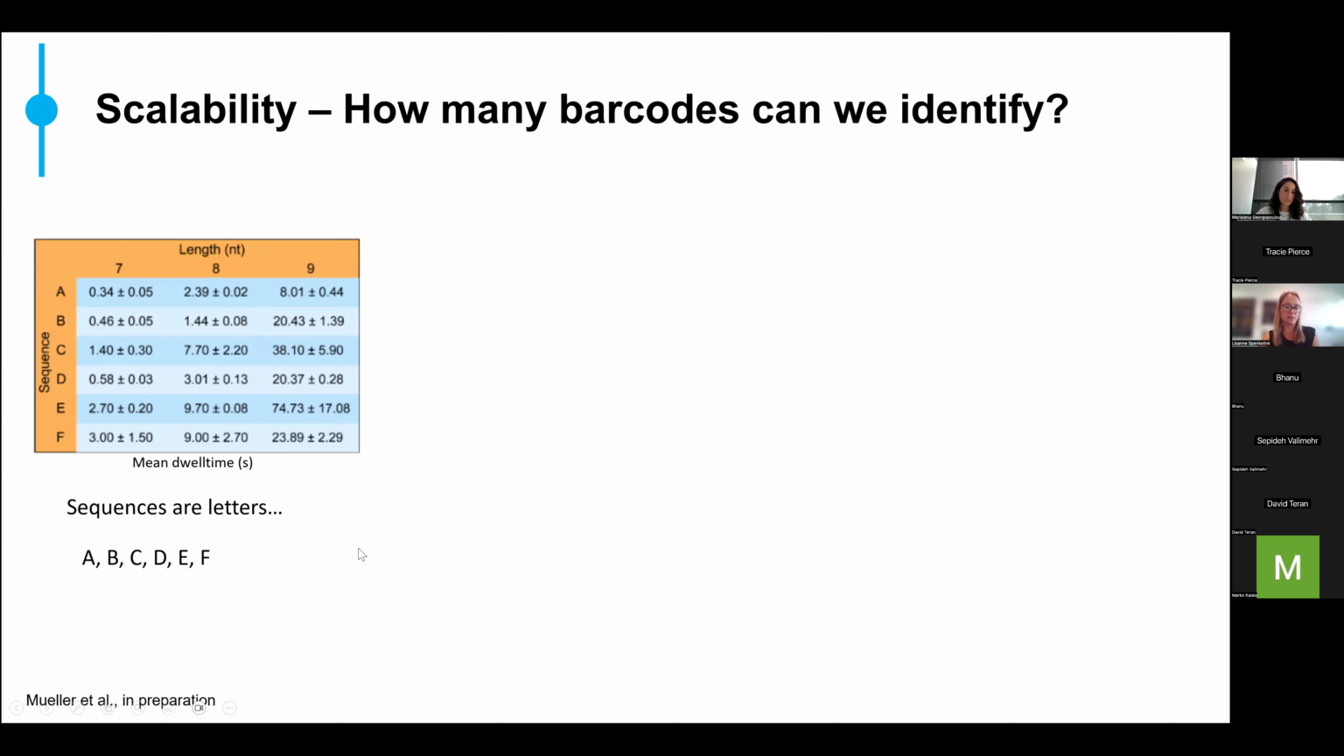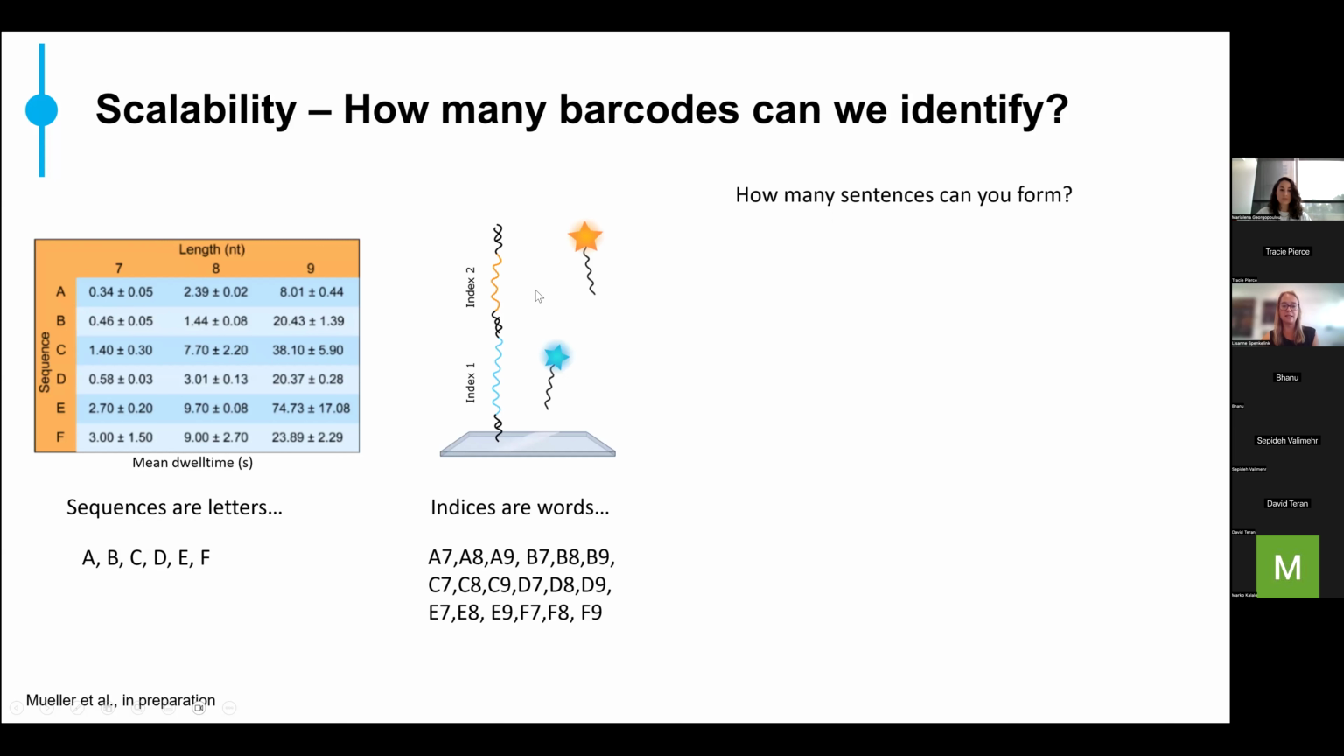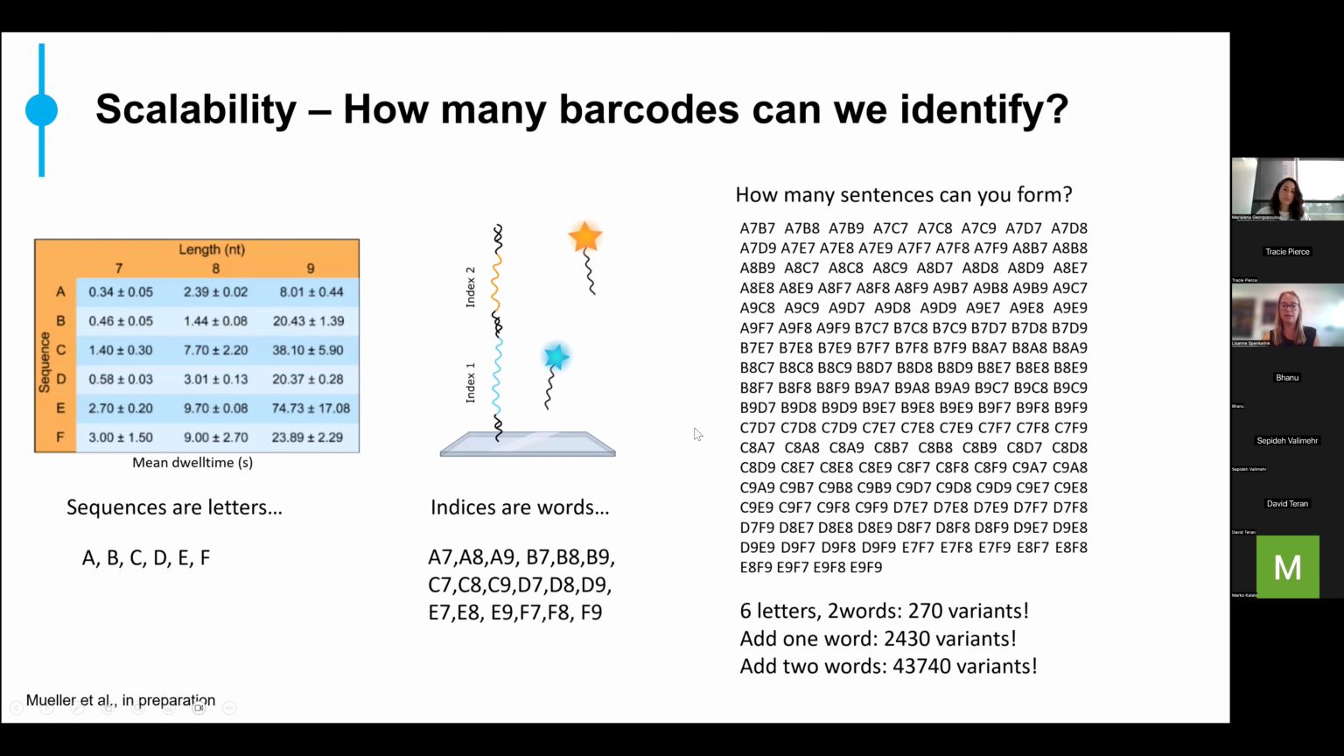So if we say that these sequences are letters, and each index is a word, you can have an A7, that's one word, or a C8, that's another word. So you can mix and match the words here in these 2 indexes. Using that, we can already distinguish 270 variants. So that's all the words, all the sentences, I guess, that you can see here. These are 2-word sentences, right? If we add just one more word, then we can already identify more than 2,000 different variants. So it very rapidly increases.